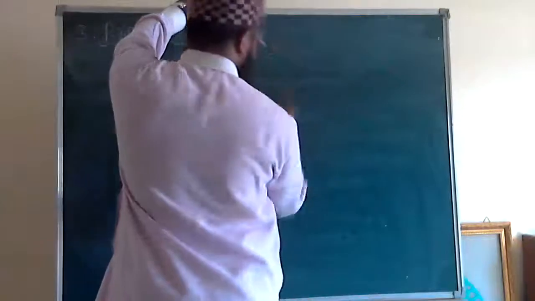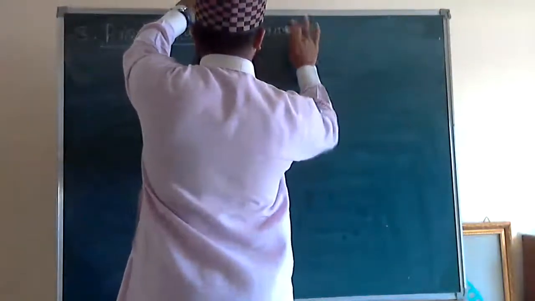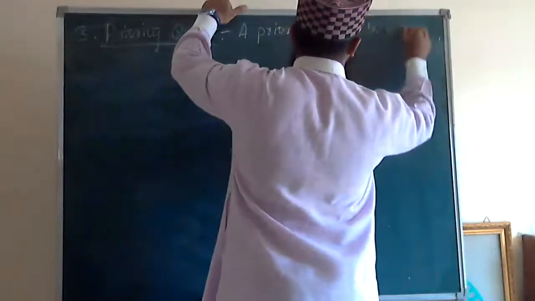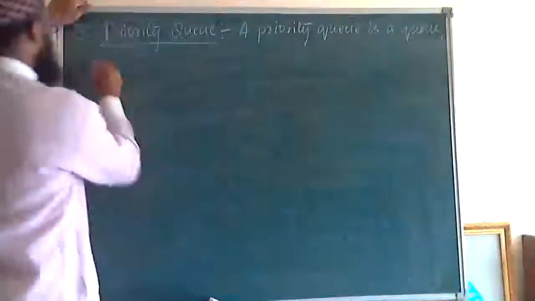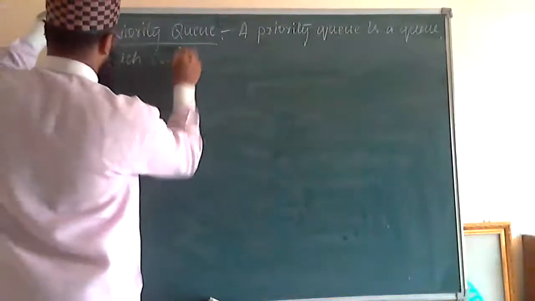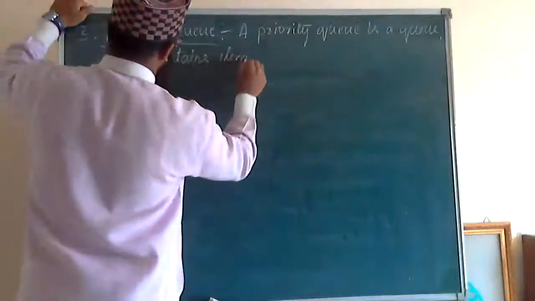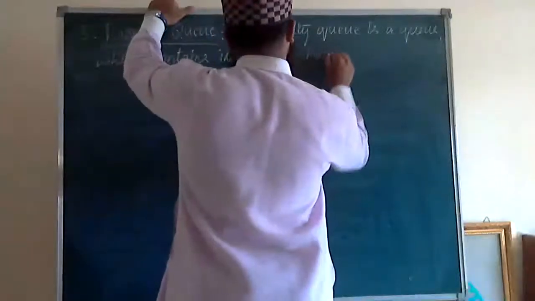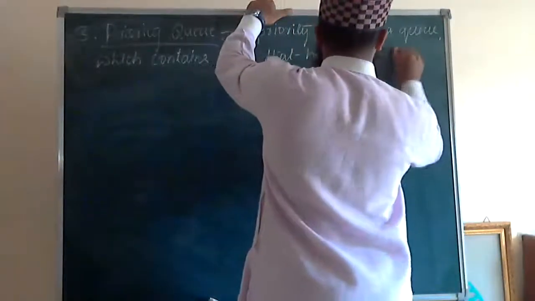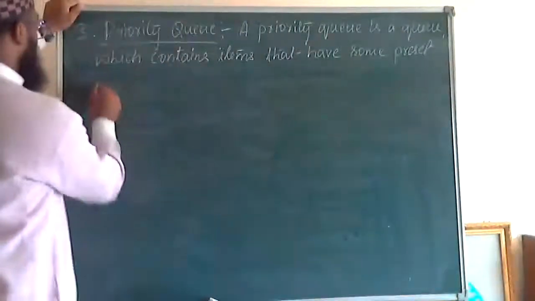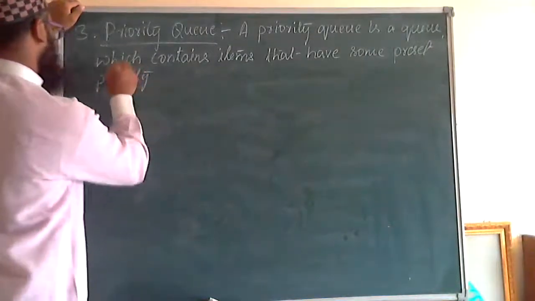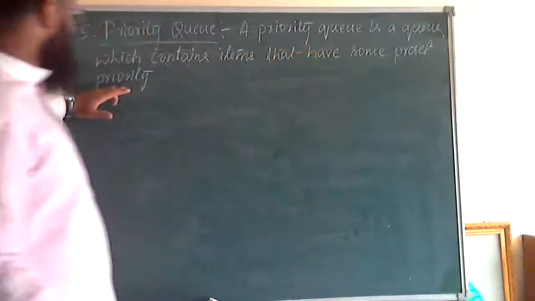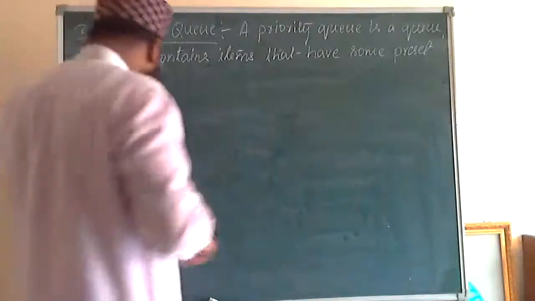A priority queue is a queue which contains items that have some preset priority. This priority queue already contains the items, and these items have some preset priority. Come, we shall see what priority these items are having.